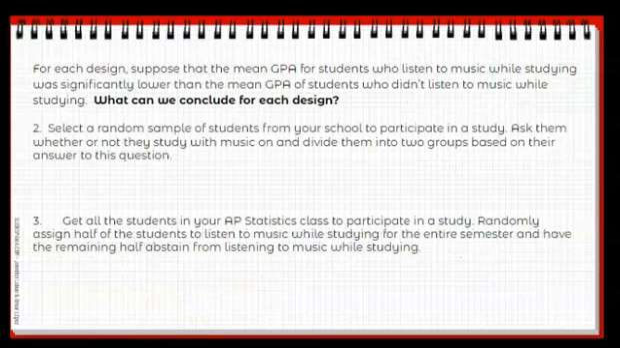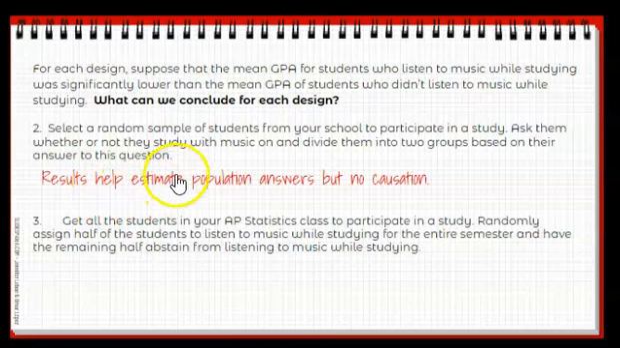Okay, scenario 2. I selected a random sample of students from my school to participate in the study. I asked them whether or not they study with music on and divide them into 2 groups based on their answer. Well, it does say I took a random sample of students from the school, so I can draw my conclusions to the population of the whole school. That would work. But I can't say cause and effect because I divided them based on their answer to the question. So it helps me estimate a population answer, but no causation. No cause and effect can be drawn.